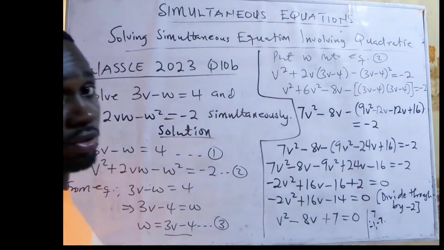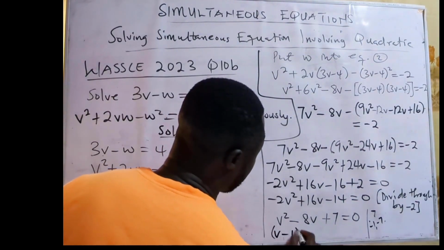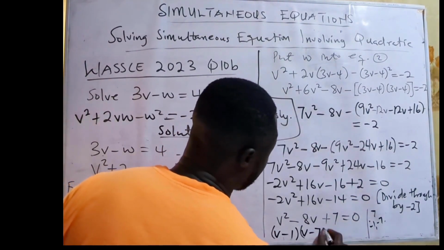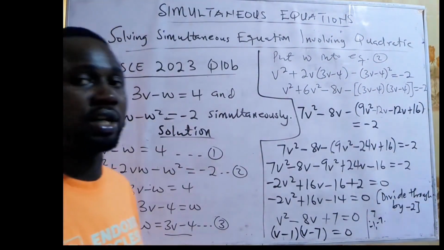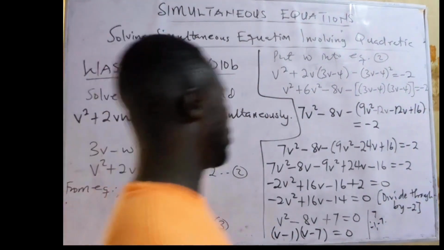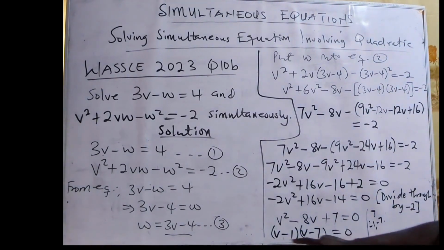So in short, we can say (v - 1)(v - 7) = 0. I believe I have taught this in my factorization lesson; we can revisit it to learn more. When you expand, we get back the same thing: v times v is v², v times -7 is -7v, -1 times v is -v, so -7v plus -v gives -8v, and -1 times -7 gives +7.